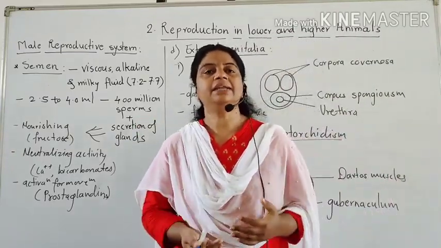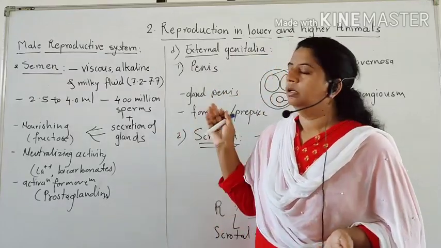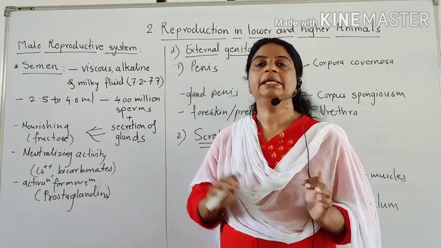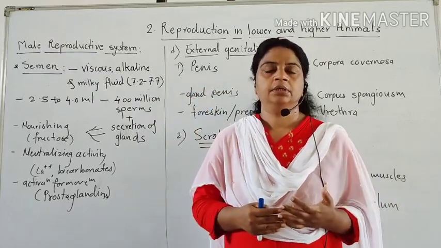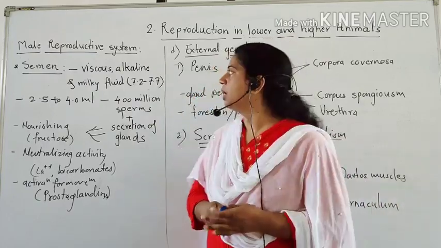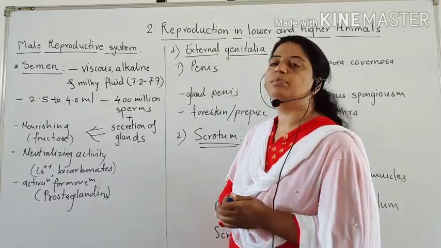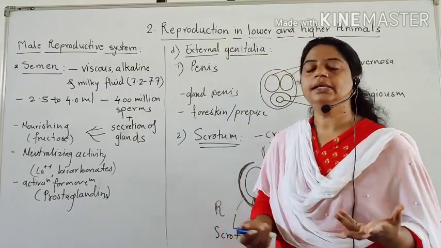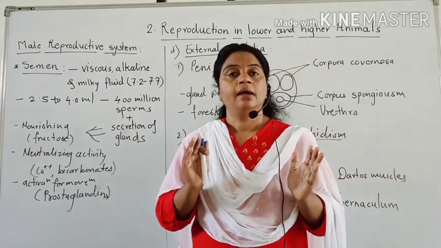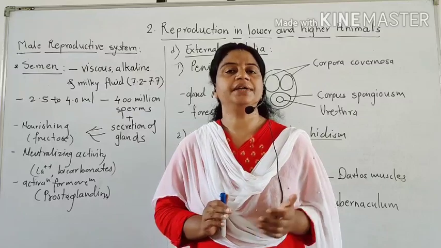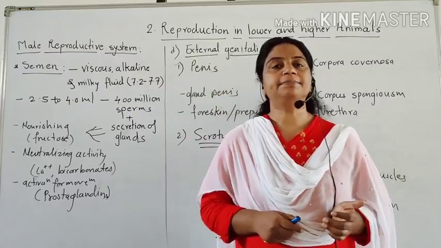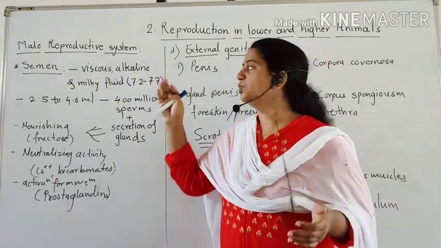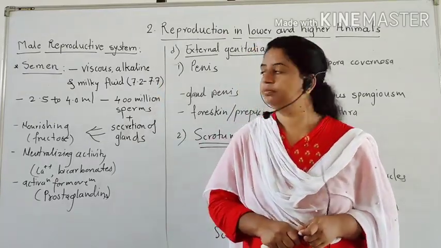Semen is the male reproductive secretion. It is a viscous, alkaline, milky colored fluid with a pH of about 7.2 to 7.7, which means it is slightly alkaline. Why is it alkaline? Because in the vagina there is a highly acidic condition in which sperms may be killed. So this acidic condition is neutralized by the alkaline condition.